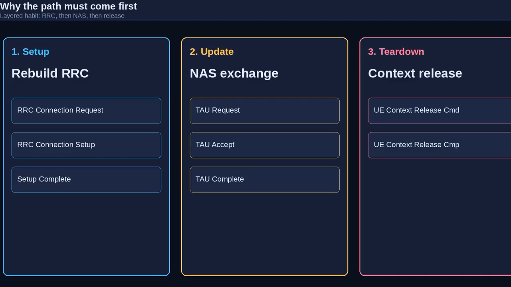Students often collapse the whole story into one blob called TAU. The sequence chart refuses that shortcut. It shows setup, then update, then teardown as three different chapters of the same visit. Hold that separation. It will make the rest of the diagram much easier to read.